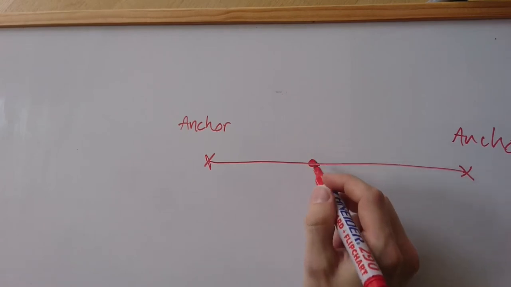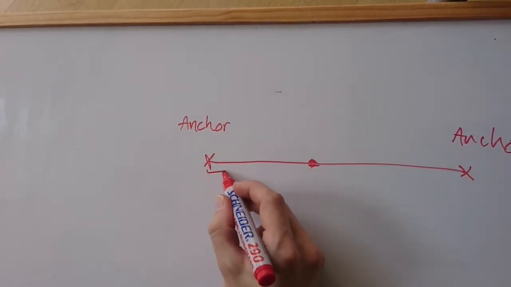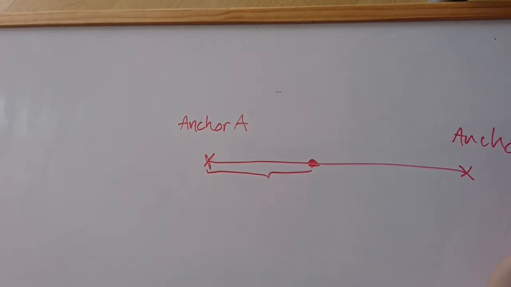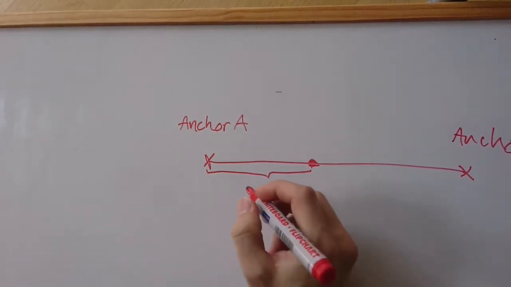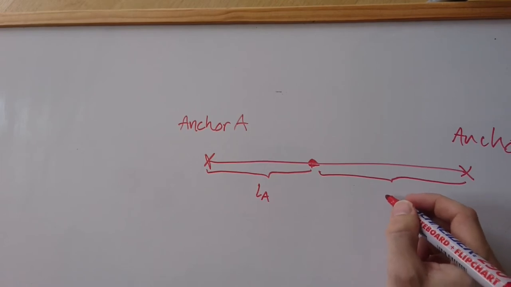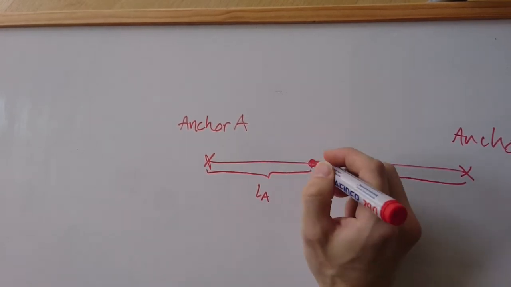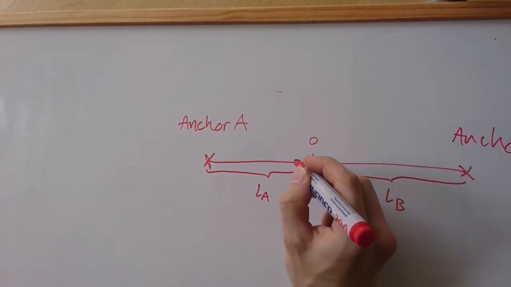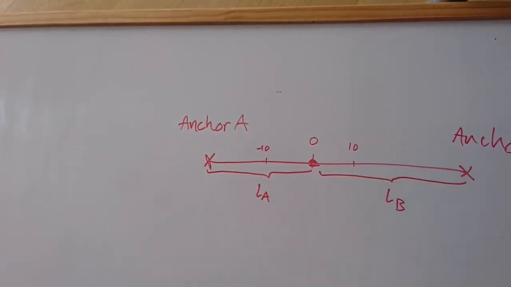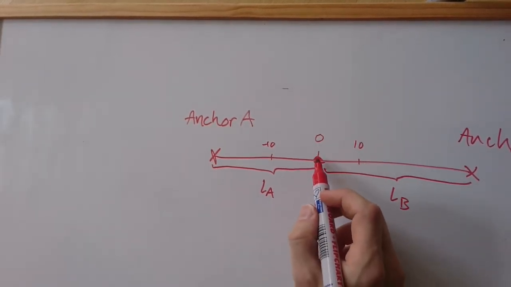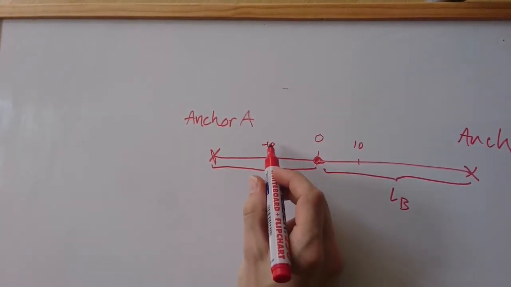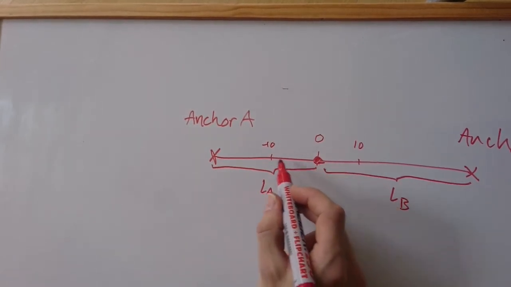And to move the printhead, it would need to shorten this line length. Let's call this anchor A and this other anchor B. So this is line length A and this is line length B. And say this is coordinate 0 and say minus 10 millimeters is there and 10 millimeters is there. So to move from here to here, it would need to make line A 10 millimeters shorter and the line B 10 millimeters longer.